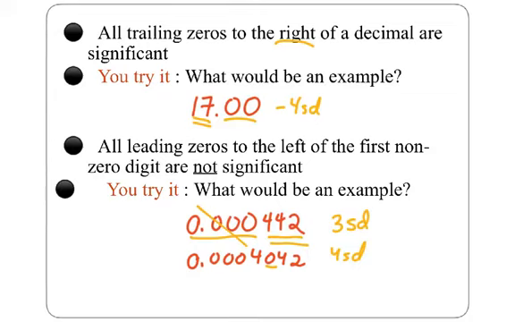What about this? 0.000442. Does that end 0 count? Yes, it does. It follows the rule at the top of this slide where we have trailing zeros to the right of a decimal place. It's to the right of a decimal and it is trailing some numbers. So that 0 counts.